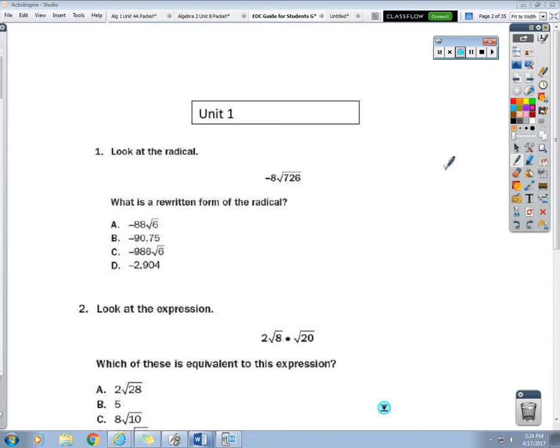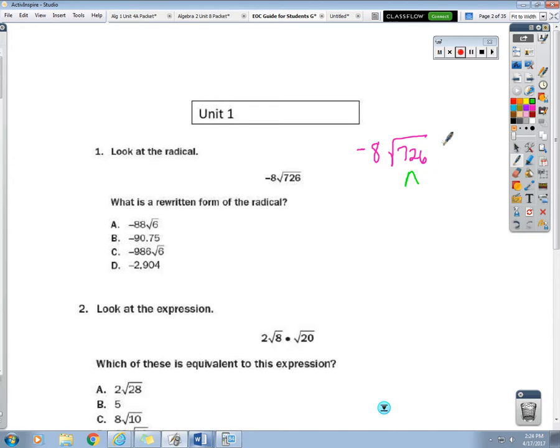Okay, look at the radical, -8 square root of 726, and figure out which one of these is the rewritten form of the radical. I will show you two ways to do it. I'm going to first show you the way that we would have done it when I taught this unit. You take it to the side, and you're going to factor tree the number inside the radical. What I mean by that is look for numbers that multiply to give you 726.